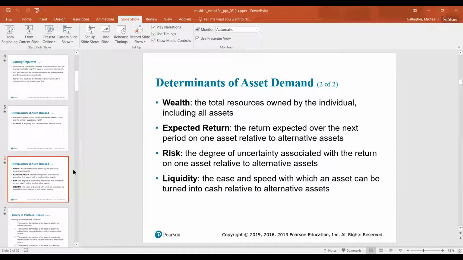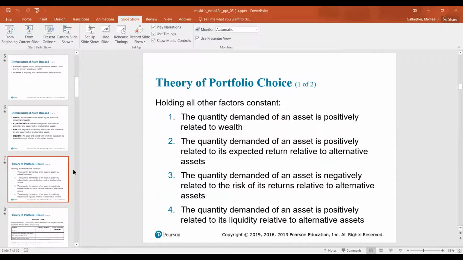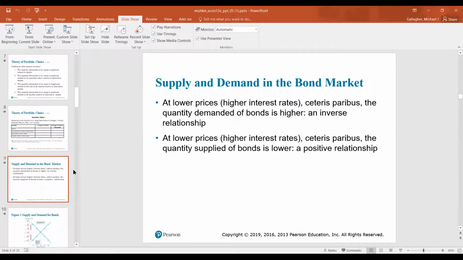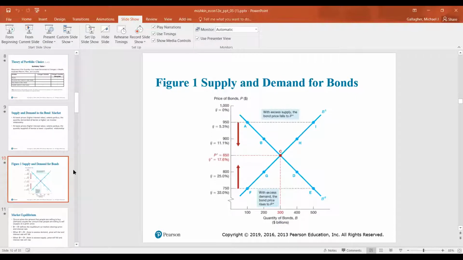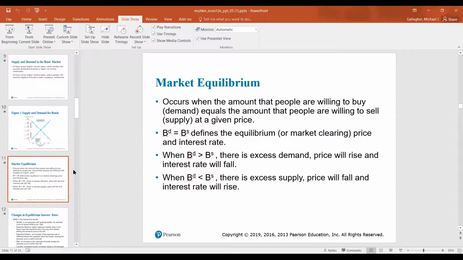We talked about wealth, return, risk, and liquidity, the theory of portfolio choice, supply and demand in the bond market. We'll talk much more about this. Market equilibrium occurs when the amount people are willing to buy equals the amount people are willing to sell. It's fairly self-explanatory, right?